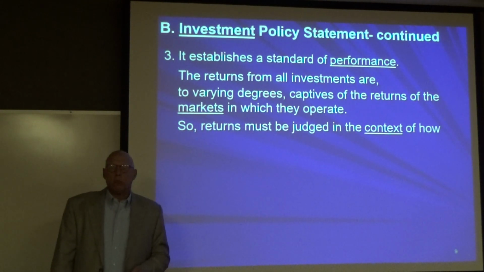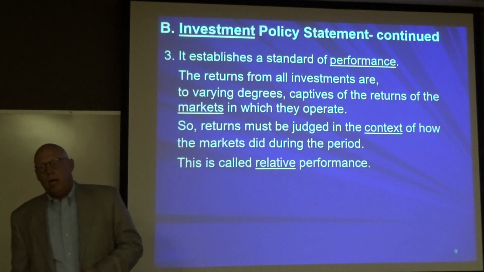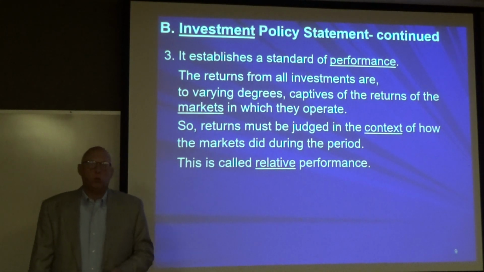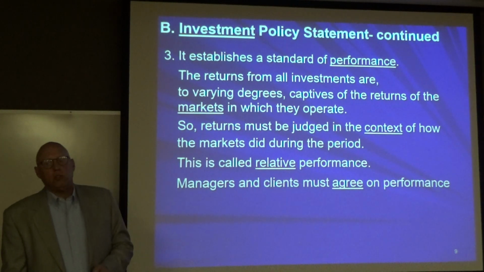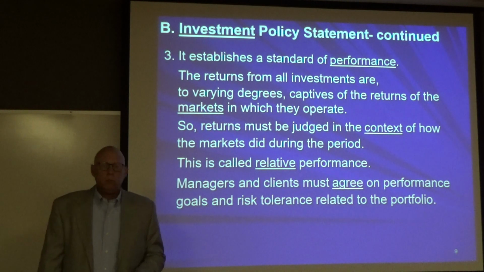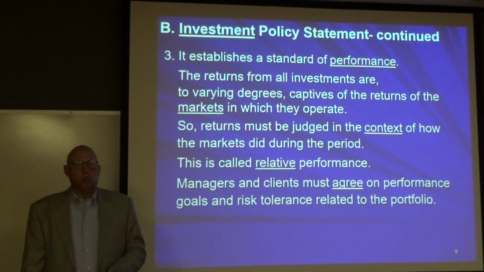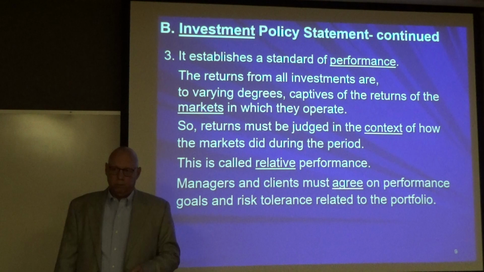All right, so returns must be judged in the context of how the markets did during the period. And this is called relative performance. We've looked at this before, absolute performance and relative performance. Managers and clients must agree on performance goals. We must agree on risk tolerance related to the portfolio. So don't let a client tell you, well, I want 18% a year out of my portfolio. If they tell you that, you tell them to go find another manager.